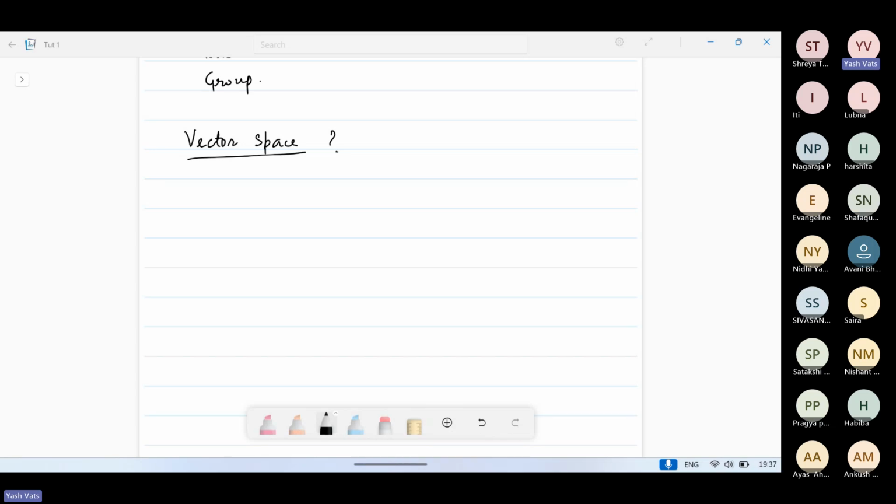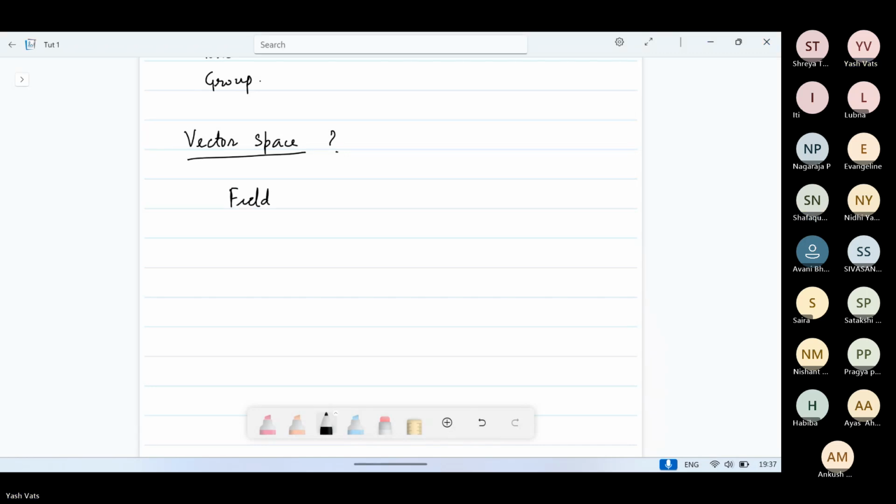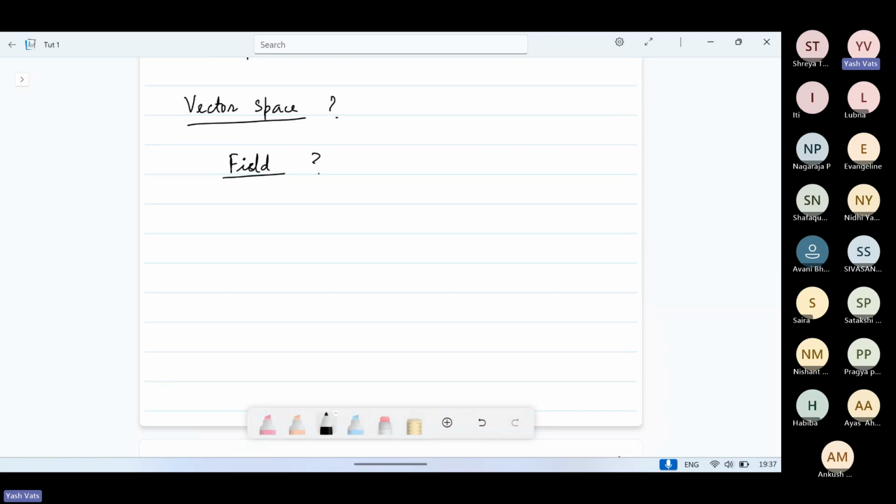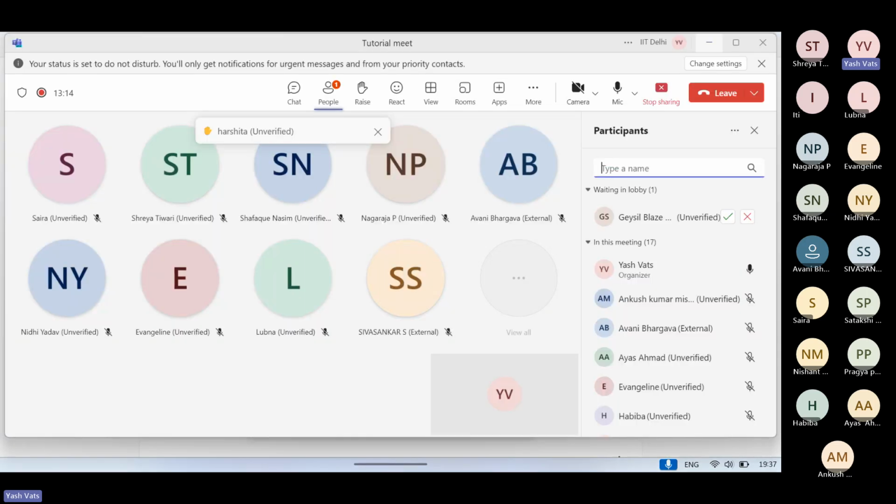Yeah, so let's define what is a vector space. For that, I need to first define what is a field. Do you know what is a field? And for that, I need to first define what is a group. So vector space can't come usually like it.